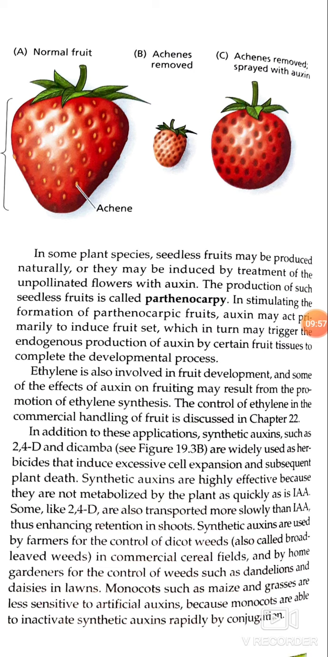Synthetic auxins are used by farmers for the control of dicot weeds in commercial cereal fields and by home gardeners for the control of weeds such as dandelions and daisies in lawns. Monocots such as maize and grasses are less sensitive to artificial auxins because monocots are able to inactivate synthetic auxins rapidly by the process of conjugation.